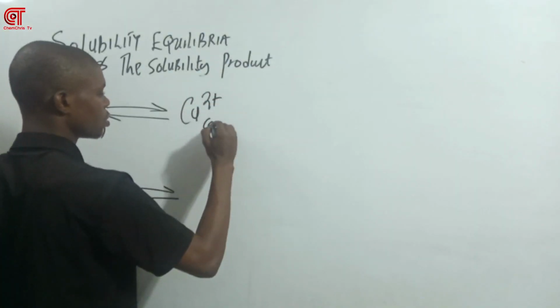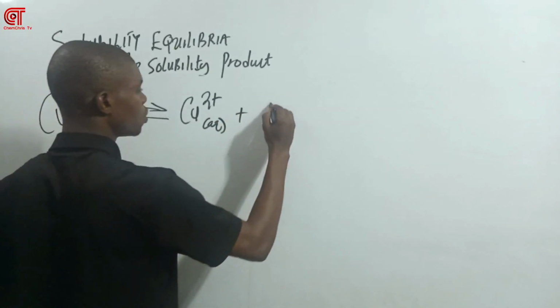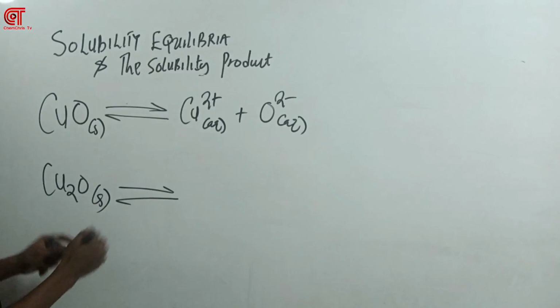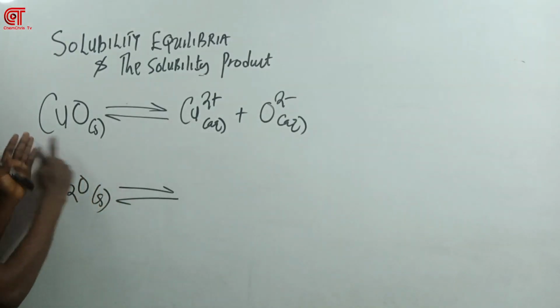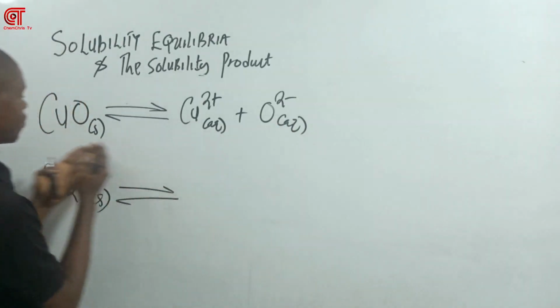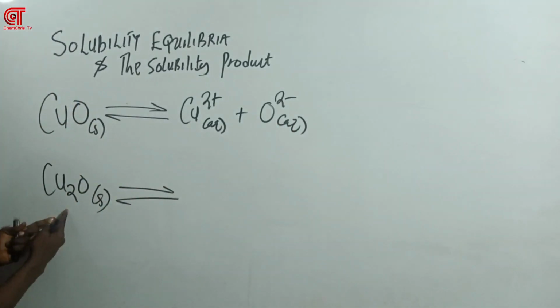Cu2+ aqueous plus O2- aqueous. So what we want to do next to balance the equation is already balanced here. So these two combine together to form this one. What about this one here?